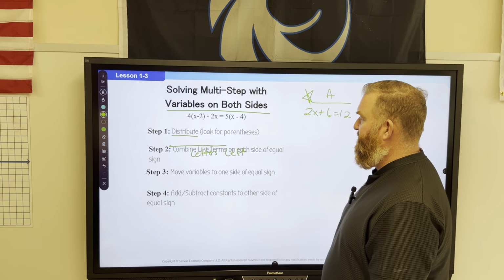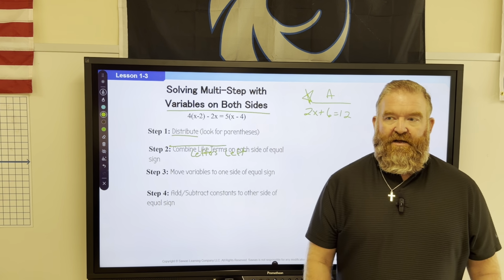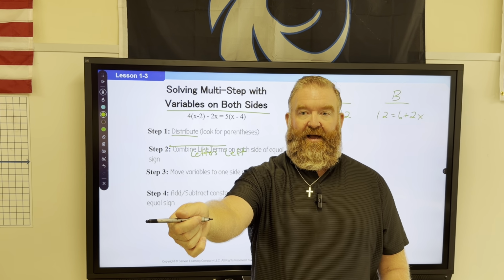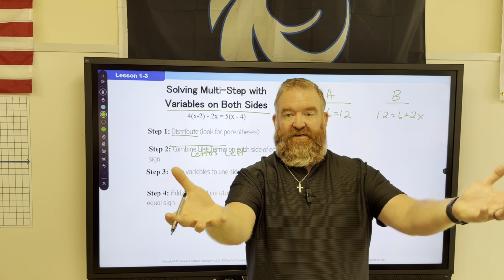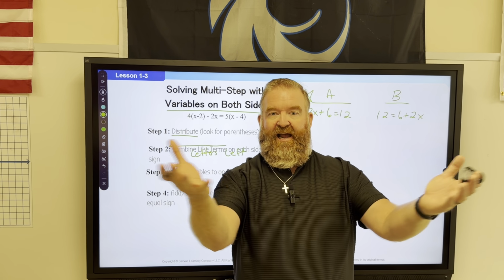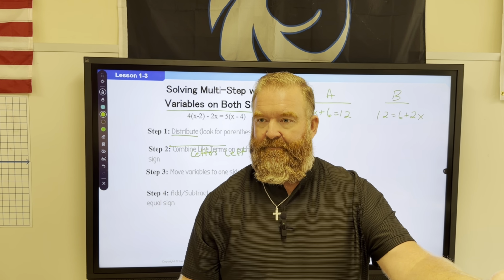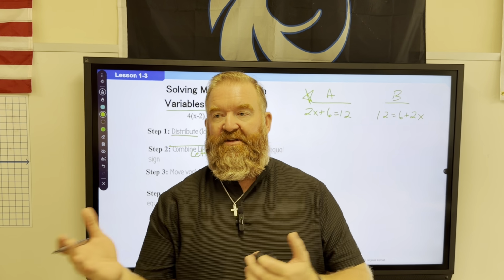Okay, let's read step 4. Add and subtract the constants to the other side of the equal sign. So if you put the variables, it goes back to the x equals 14 that we were talking about. If x equals 14, x and 14 are separated by the equal sign, you have to have them separate, right? So if the variables are on this side, the constants have to be on this side. I see people nodding. You're catching that, right? So we can't put them on the same side.